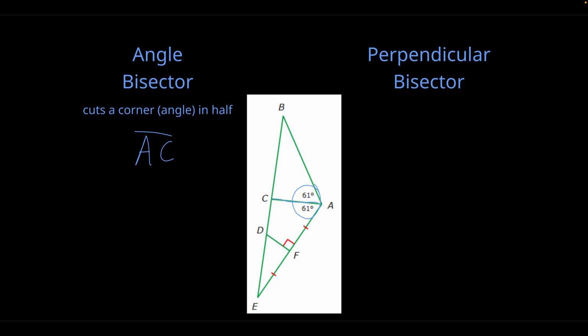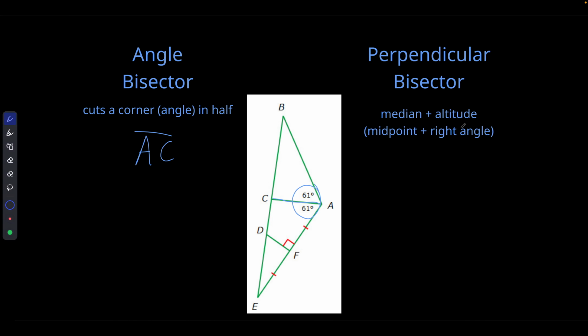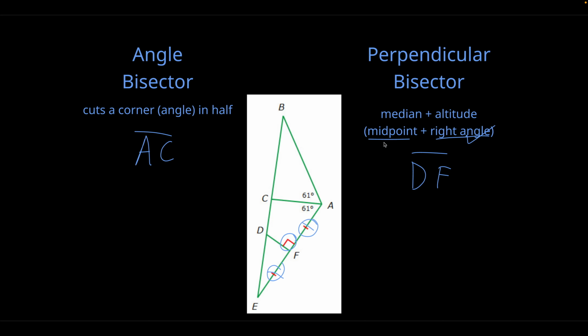For a perpendicular bisector, you can think of this as a median plus an altitude, meaning it's going to cause a midpoint and it's going to cause a right angle. So for example, in this drawing, DF is a perpendicular bisector because you can see that DF has the right angle, so right angle check, and it is the midpoint, right? It's cutting this in half because of those red lines, so boom.